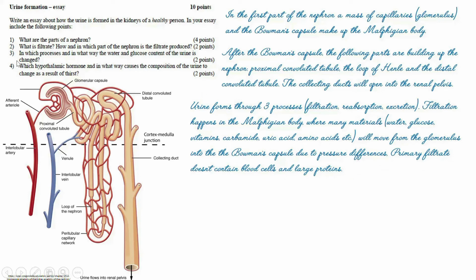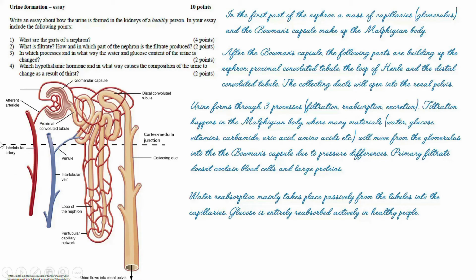Okay. Next question: in which processes and in what way is the water and glucose content of the urine changed? So one thing you need to remember is that in the primary filtrate we have a lot of good and useful materials that we don't want to excrete, and you can see this peritubular capillary network which is around the nephron. These capillaries will help us to accept the reabsorbed materials. So while the filtrate is moving down these tubes, the majority of the materials will be reabsorbed.